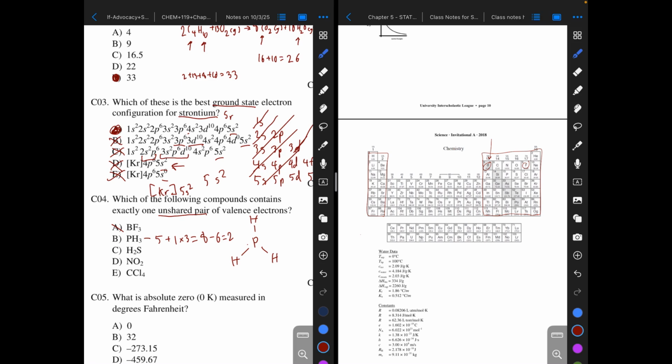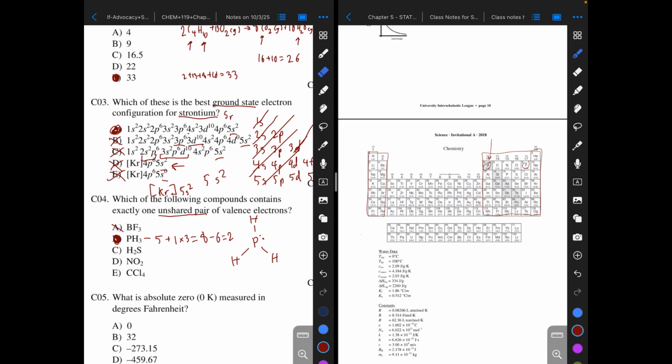Now, you might be thinking, didn't you tell us to add the electrons to the outermost elements? Again, hydrogen is an exception to that because hydrogen only has 1 shell, and that 1 shell can only contain 2 electrons. And it already got its 2 electrons from the bond. So now we can add these to the central atom. And in the central atom, we have 1 unshared pair. So the answer to this question is going to be B.